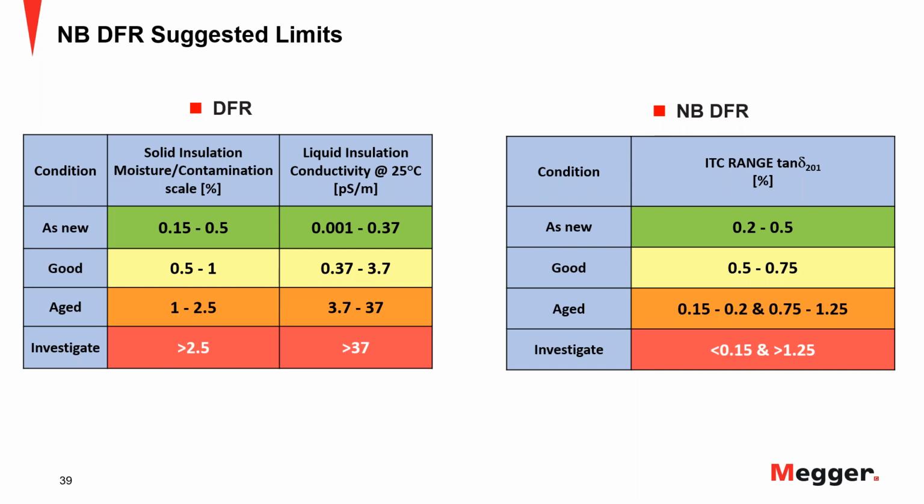So for your DFR, the limits that we suggest, as new, are here: 0.15 to 0.5 on the solid insulation moisture, liquid insulation conductivity. We are in picosiemens per meter, so look at these numbers. I'm not going to read all the numbers, but this will be for your reference, of course. And one of the interesting things is this is the power factor at 1 hertz, corrected properly by ITC to 20 degrees C. That is the important value that now I can look at with my power factor test set and get this number. And we recommend to have as new 0.5 to 0.5.